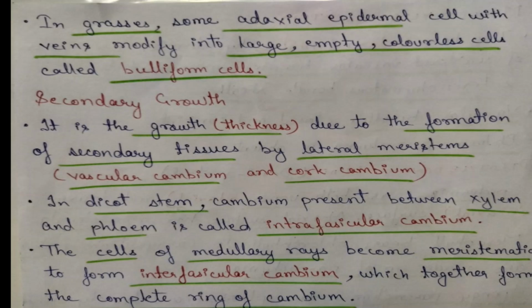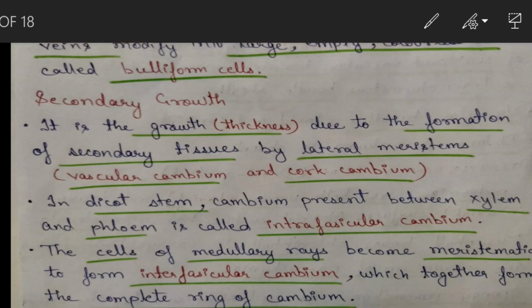Next we have secondary growth. It is the growth in thickness, you can say, due to formation of secondary tissue by lateral meristem. As I told you earlier that lateral meristem is secondary one. It includes vascular cambium and cork cambium. In dicot stem, cambium present between xylem and phloem is known as intrafascicular cambium. Important point it is. The cells of medullary rays, it is asked in NEET. This point is asked in NEET previous year question.